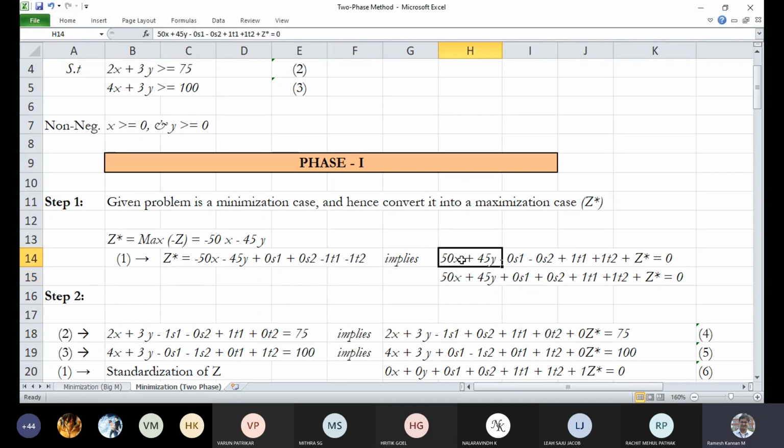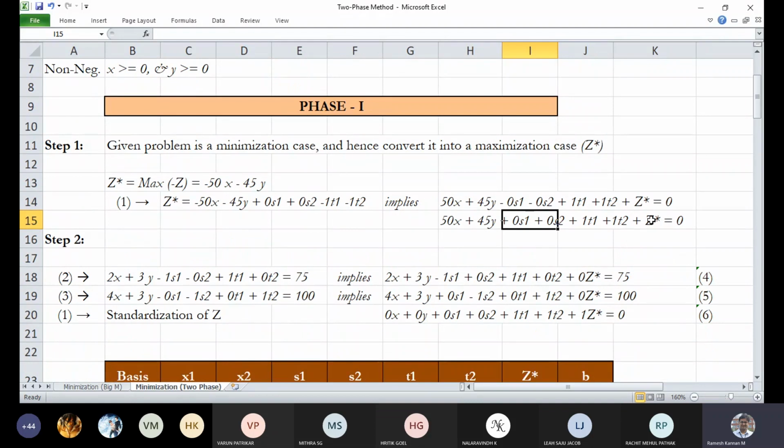Then you can take 50x plus 45y and move the entire chunk to the other side, so everything will become positive when it goes to the left-hand side. So that's how it is, 50x, 45y. And you can see minus 0 s1 or minus 0 s2. Minus or plus for 0 does not make any significance, so we'll retain it as plus 0 s1 plus 0 s2. And then the minus of t1 and t2, when you move to the right-hand side, will become plus t1 and t2.